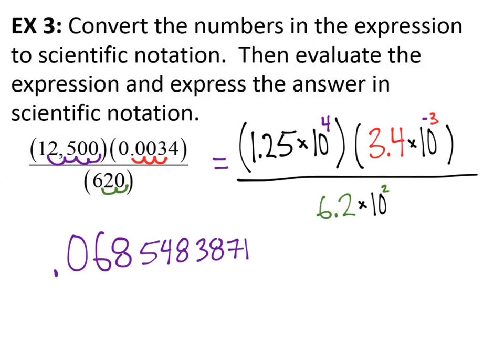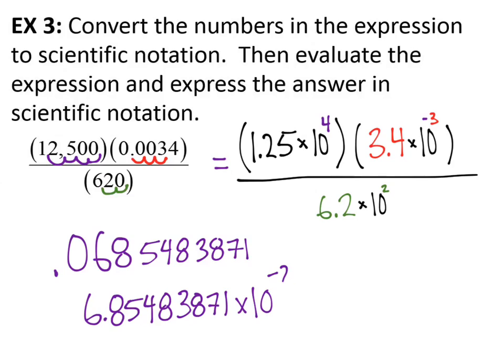I can type all of that in my calculator, and if I do, I'll get the answer as 0.685483871, which means I have to move my decimal place over 2 positions, and that means I'm going to have times 10 to the negative 2.